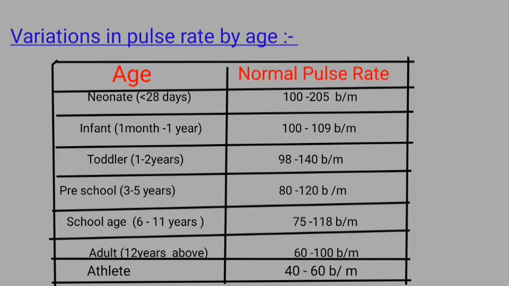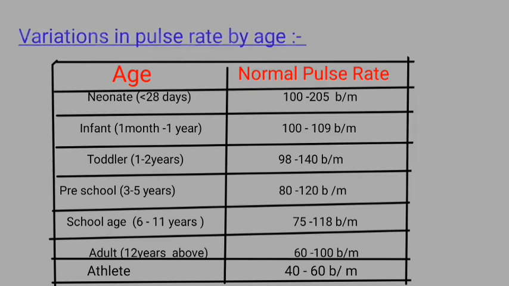Then preschool 3 to 5 years, pulse rate 80 to 120 beats per minute. Then school age 6 to 11 years, then pulse rate 75 to 118 beats per minute. Then adults 12 years and above, pulse rate 60 to 100 beats per minute. Then athletic, means player, pulse rate 40 to 60 beats per minute.